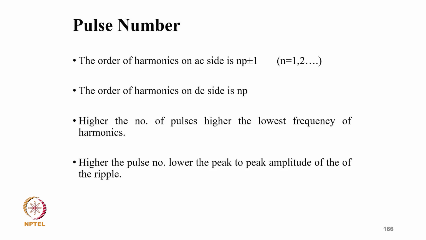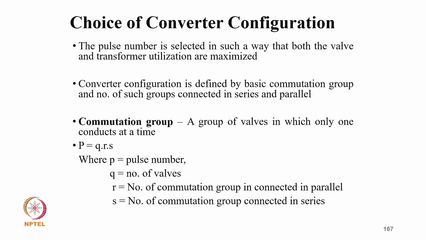So the order of harmonics on AC side is NP plus minus 1, where N is a positive integer 1, 2, 3, and the order of harmonics on DC side is NP, where P is the number of pulses and N is the positive integer. So higher the number of pulses, higher the lowest frequency of harmonic, and higher the pulse number, lower the peak to peak amplitude of the ripple.